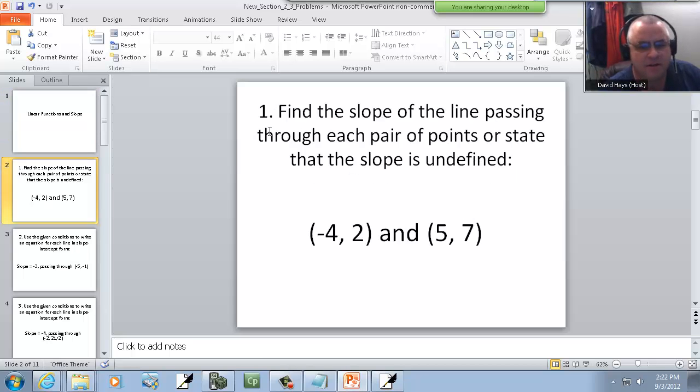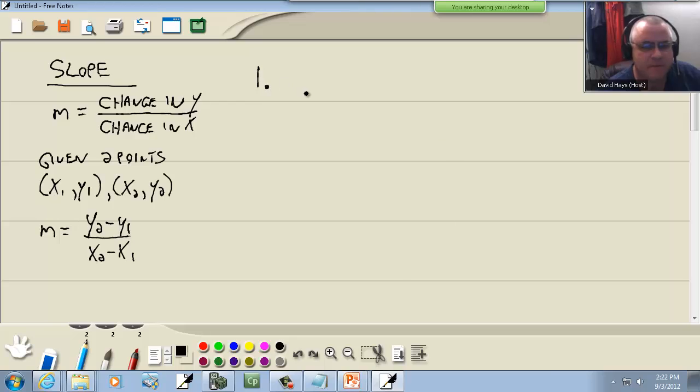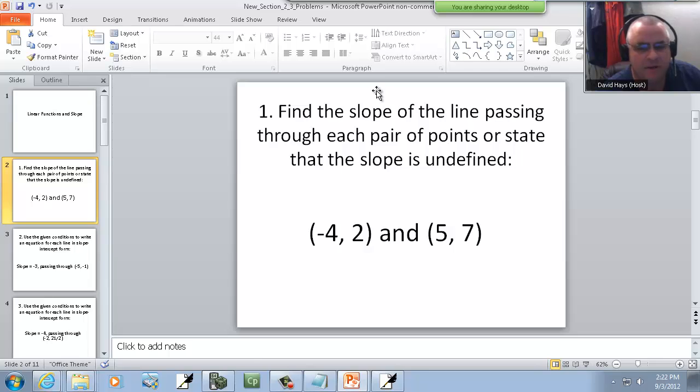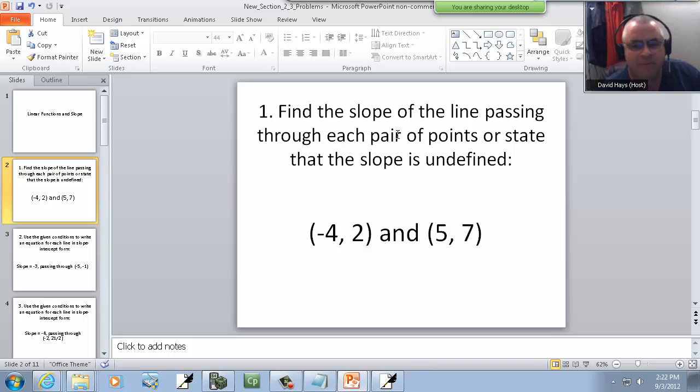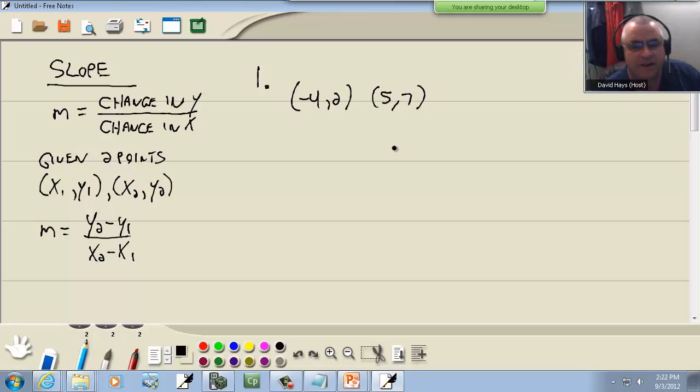Let's take a look at our first problem here. It gives us -4, 2, and 5, 7. And the instructions say find the slope of the line passing through each pair of points or state the slope is undefined. So we're going to label. This is our first point, so this is x1, this is y1, and this is our second point, so that'll be x2 and that'll be y2. It actually doesn't matter which one you specify as your first point and which one is the second point, you'll get the same answer. Now for our formula, we'll replace our variables with parentheses.